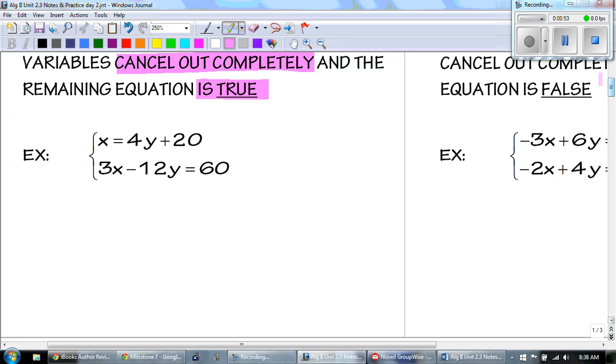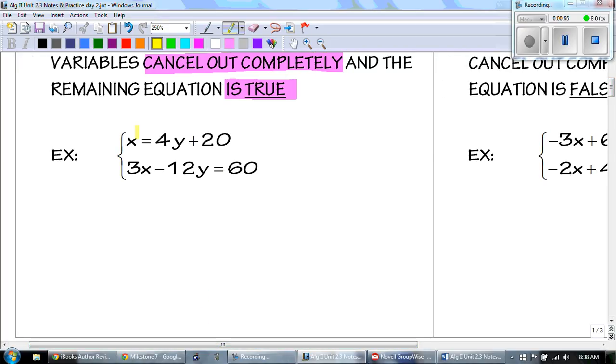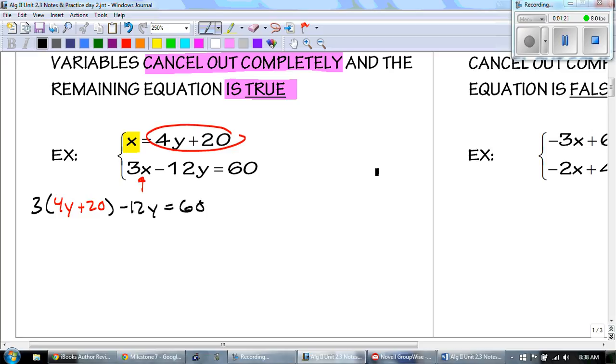Now, what method should I choose? Well, there's a variable by itself, so I need to circle what it equals and then plug in. So for this first one, we're using substitution. So I know that 3 parentheses, the 4y plus 20, minus 12y equals 60. Okay, so this is my checkpoint. I only have y variables, which means I can continue.